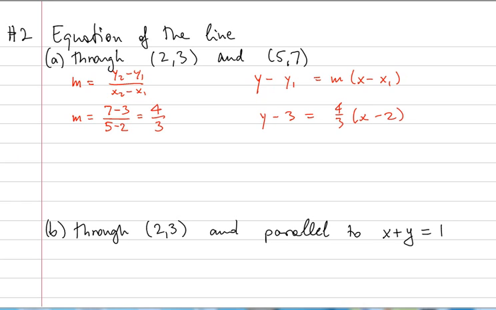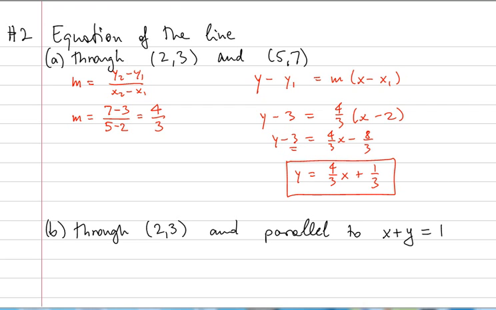2. And we can simplify this somewhat, and we have y minus 3 equals 4 over 3 x minus 8 over 3, and y equals 4 over 3 x plus 1 over 3, because this becomes plus 9 over 3, so 9 minus 8 is 1. So that's the final answer for the first problem.